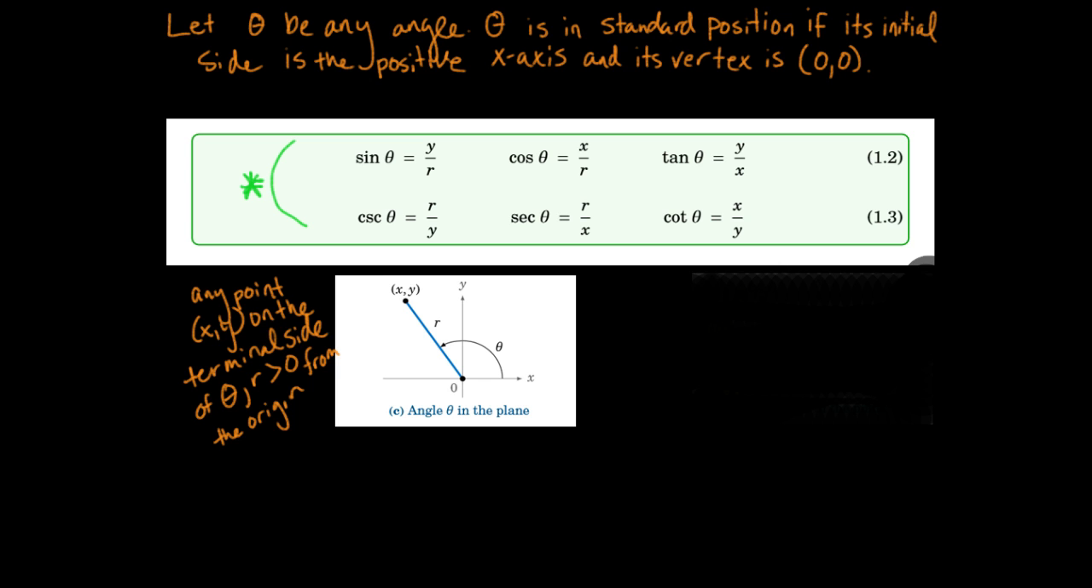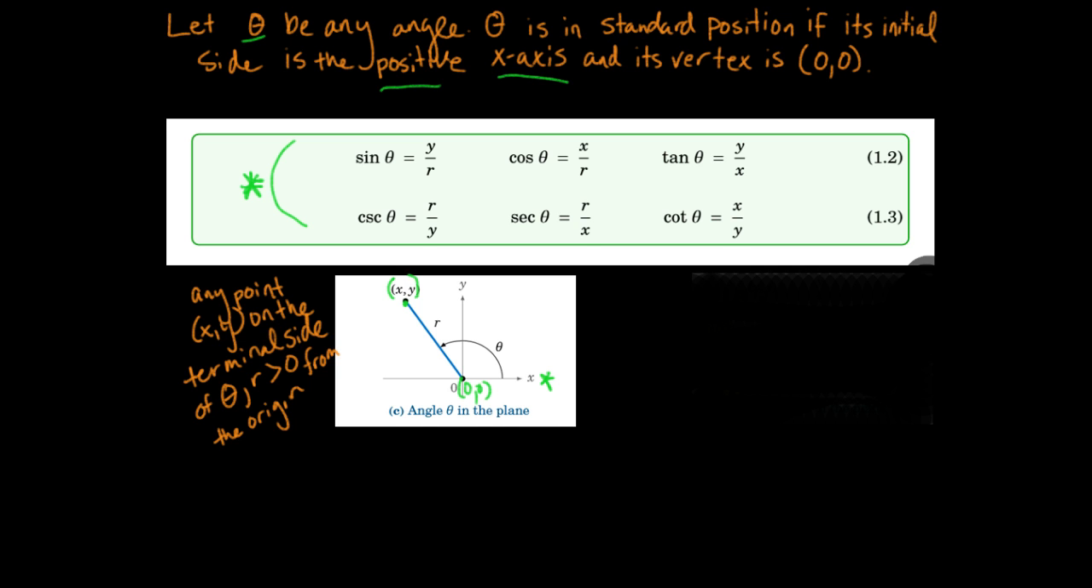So we're going to let theta, this is theta, be any angle theta in standard position if its initial side is the positive x-axis. So that's where we're starting right here. We're starting on the x-axis right here, and its vertex is 0, 0. So remember the origin is 0, 0. Okay, so the terminal side, once again, is we're going to let xy, which is right here, be the point on the terminal side. And as long as the length from here to here is greater than 0, that's your radius. It stands for r.